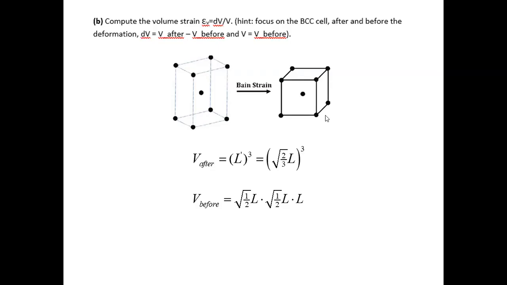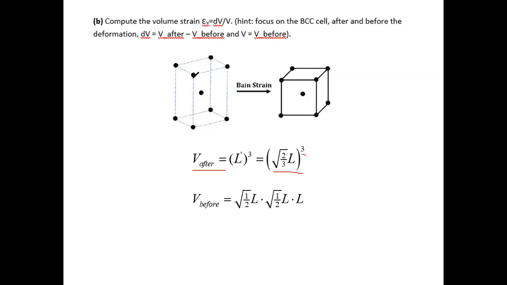Okay, it's fine. So let's do the volume after because it's easier. After this, what we have is just a cube, right? And this cube has an edge length of L prime, which is square root of 2/3 times L. We simply take the cube of that whole thing, and that's going to give us the volume after, right? This is quite clear. Now, what is the volume before?